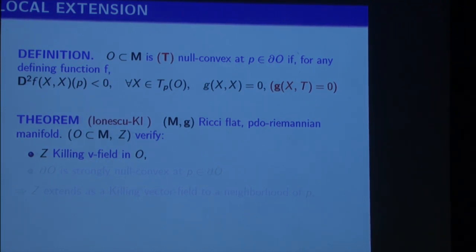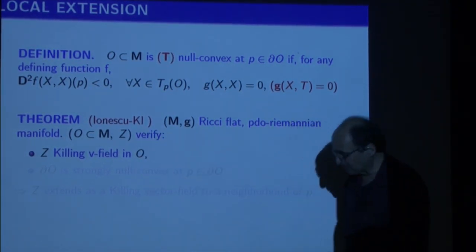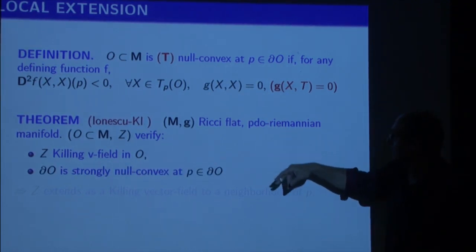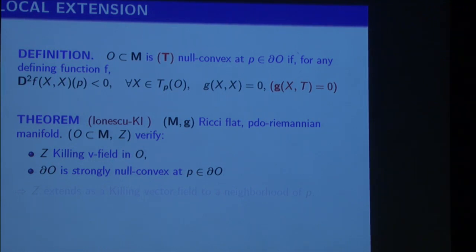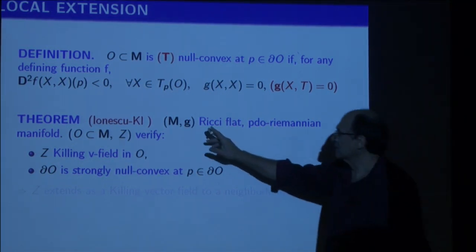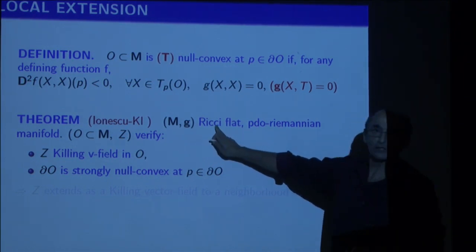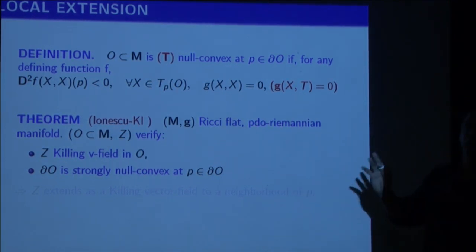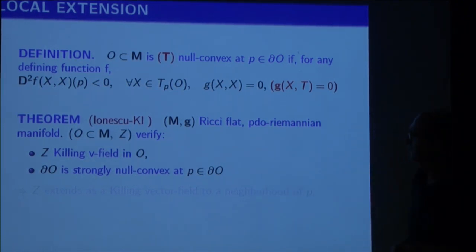So the theorem, which is again the theorem of Ionescu and myself, is that if you have a Ricci flat pseudo-Riemannian, you don't even have to have the Einstein equation, but it doesn't have to be Lorentzian. I guess I didn't say that. It has to be Ricci flat, so it still has to satisfy the Einstein equation, but the metric can be allowed to be more general.